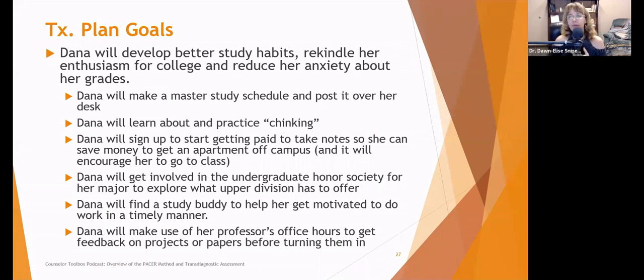Dana will find a study buddy to help her get motivated to do work in a timely manner. If you can find a friend in your class, and you can, even if you're not working on a group assignment, if both of you have to work on that same paper, then you can go to the library together and work on the paper together. And it's another one of those misery loves company sort of situations.